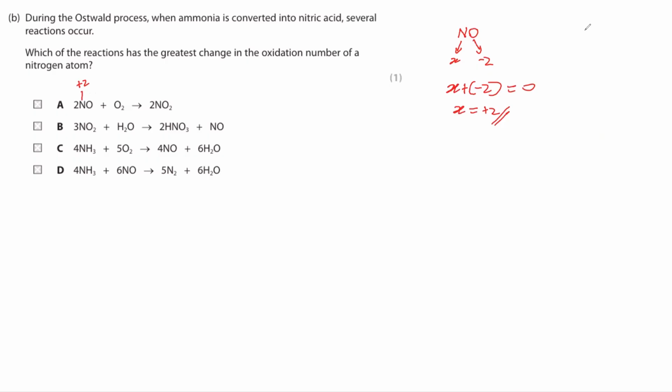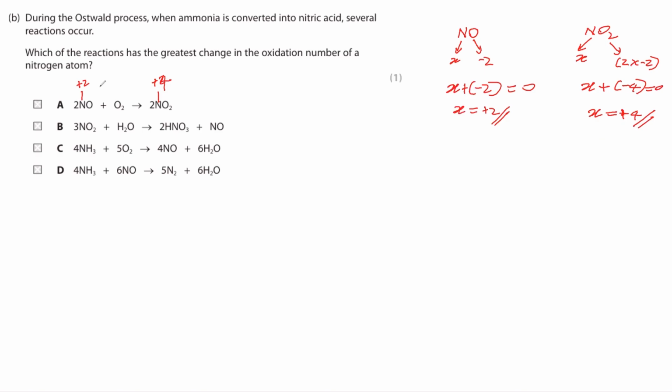Then the next one is NO2. If we do the math for NO2, nitrogen is X and oxygen is -2. There are two of them, so 2 times -2 means -4. So X plus -4 equals 0, therefore X equals +4. So this is +4.